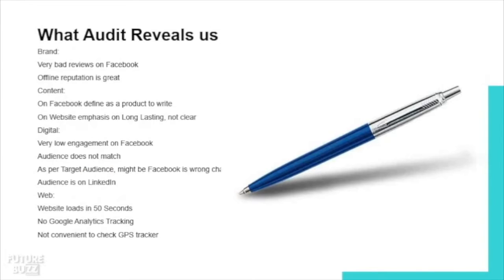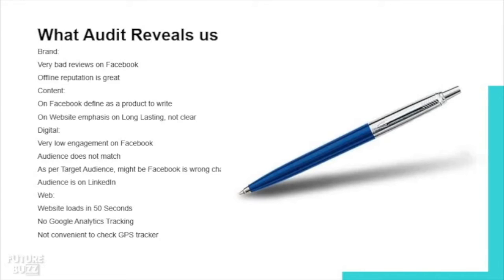As we know that offline marketing is getting more expensive, so they want to move more efficiently on online marketing strategies. So what the audit will reveal to us is that the brand has very bad reviews on Facebook. While the offline reputation is quite good, online on Facebook they have quite some bad reviews. The content itself on Facebook, they are focusing on the product is meant to write. On the website, they are focusing on the long lasting of the pen. So there's not really a clear communication across all the channels.